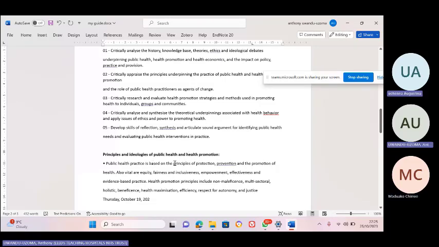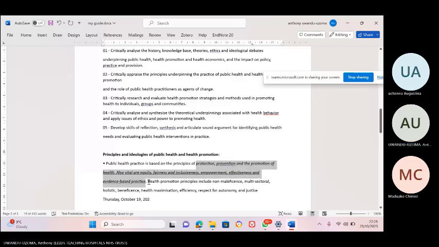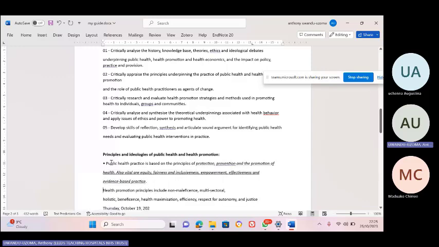See that, principles of, can you see, public health practice is based on what? Principles of what? Protection, prevention, promotion. Also very vital are what? Equity, fair. They even gave you exactly what to read. Exactly. No corner. Now they also gave you principles of health promotion again, in addition to that. So this is number one.